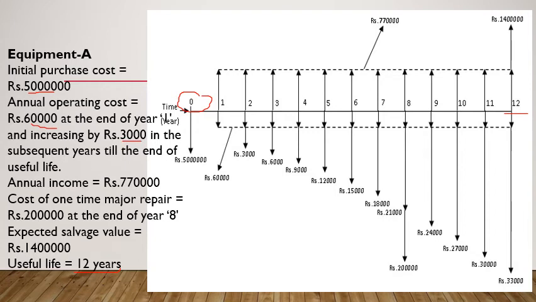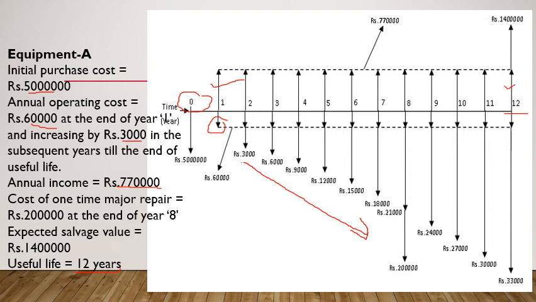So see here, annual operating cost of 60,000 in the first year, which increases by 3,000. There are two cost components involved. So it cannot be A. It has to be G. So first 60,000 at year 1, which increases by 3,000 every year. That is indicated. Annual income of 7,70,000. See here, there is only one cost involved. So it's not G, it has to be A, uniform throughout, starting from first year till 12th year.